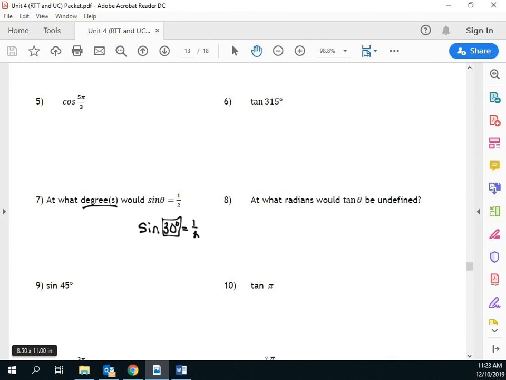30 degrees, but guys, we've learned something else. Sine is what values? Y. Is y positive in some other quadrant? What quadrant is sine also positive? Second quadrant. So what is 30 degrees in the second quadrant? Yes, it is.